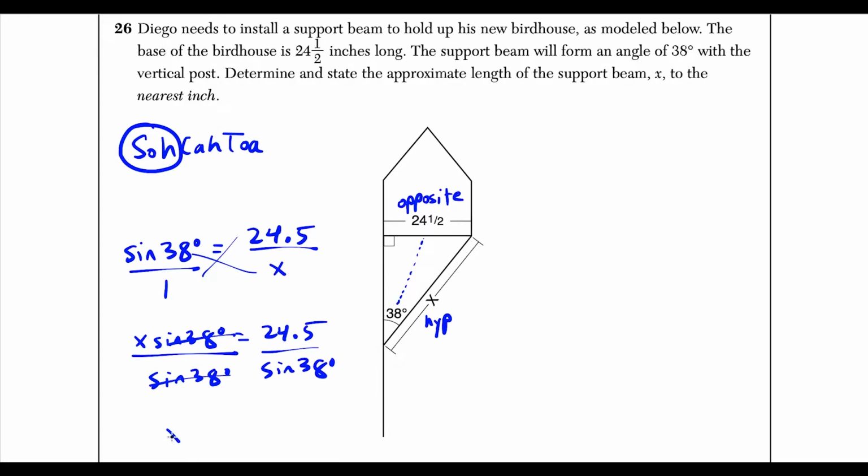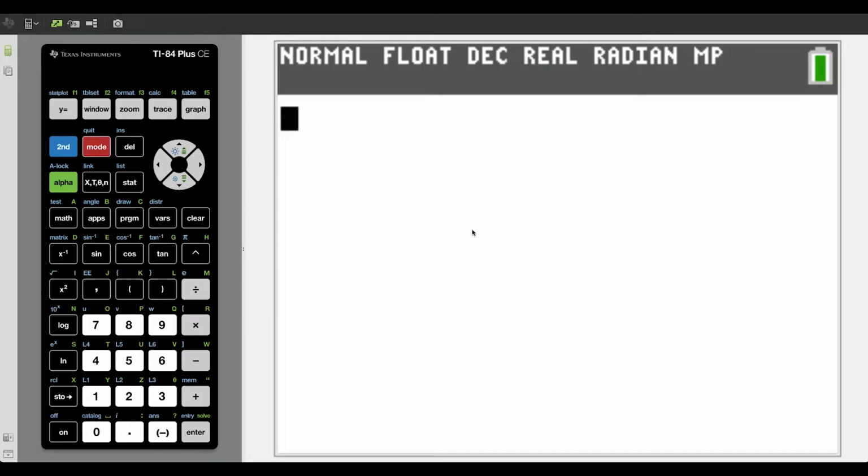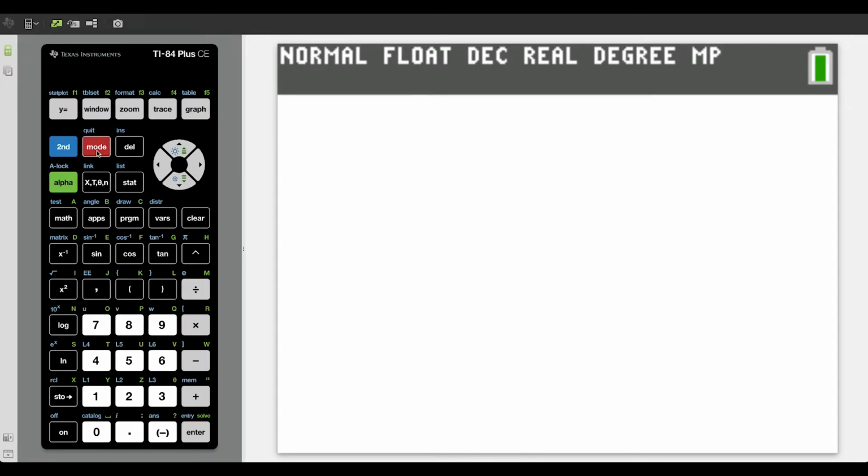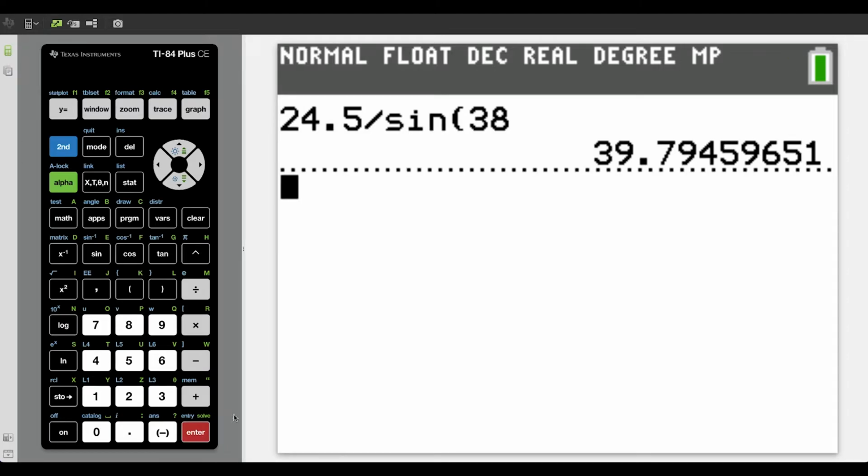The rest is calculator work. X equals. So before we type this in, remember it was sine of 38 degrees, but notice we're in radians. So we're going to go to mode, and we're going to scroll down and switch over from radians to degrees. Just make sure that you do that, because otherwise this could really just ruin your test score. So we have 24.5, and we're dividing by sine of 38 degrees. So now we're good to go here, and let's just bring this back to the main page.